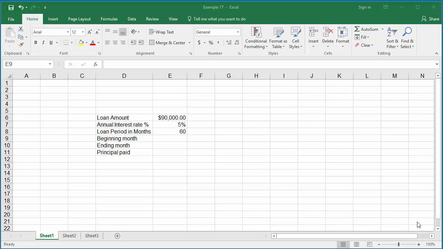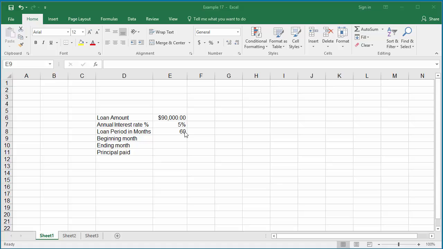You can calculate cumulative interest paid during any period of a loan using the CUMIPMT function, cumulative interest payment function. The example worksheet shows details of a loan. The loan amount is $90,000, annual interest rate is 5%, and loan period is 60 months.